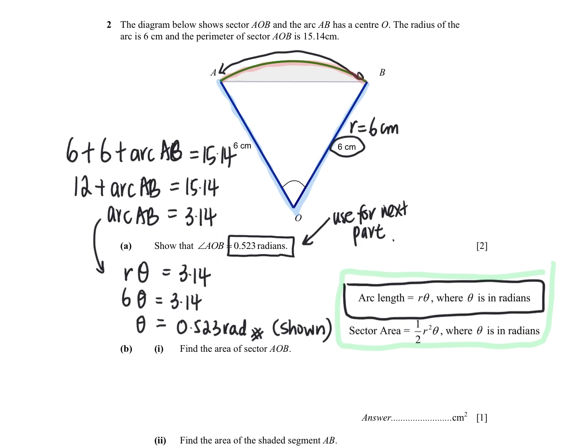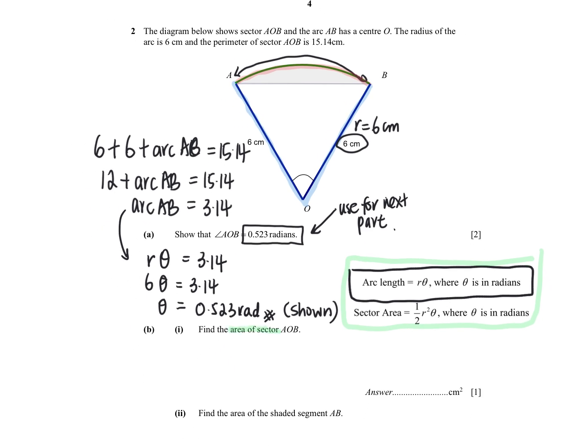Okay, next one asks you to find area of sector. Is this formula also given on the first page? So just use half r square theta. You can use the theta from here. So straight away calculate. You will get 9.42. That's it. So the whole area is 9.42.